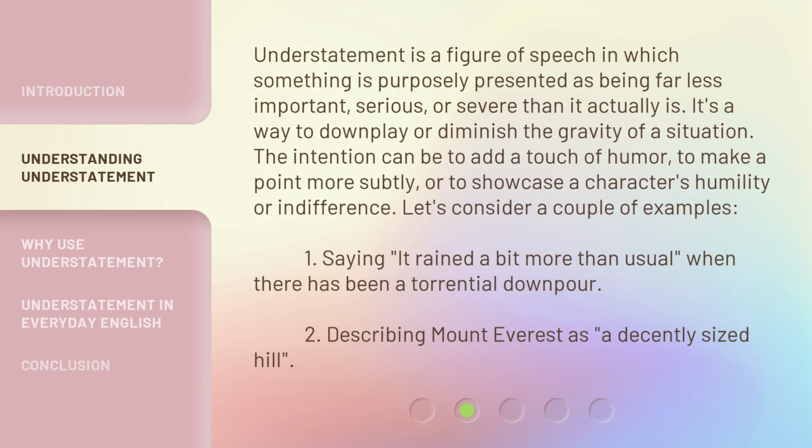Understatement is a figure of speech in which something is purposely presented as being far less important, serious, or severe than it actually is. It's a way to downplay or diminish the gravity of a situation. The intention can be to add a touch of humor, to make a point more subtly, or to showcase a character's humility or indifference. Let's consider a couple of examples. 1. Saying, "It rained a bit more than usual," when there has been a torrential downpour. 2. Describing Mount Everest as a decently sized hill.